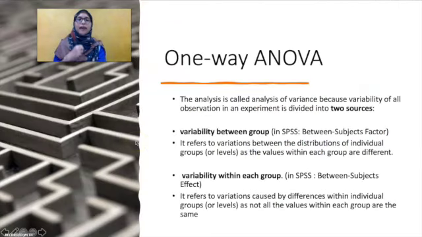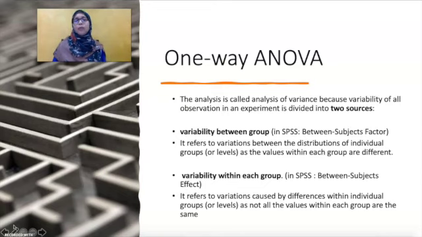So the analysis, one-way ANOVA. The analysis in one-way ANOVA is called analysis of variance because the variability of all observations in an experiment is divided into 2 sources. The first one is the variability between groups. In SPSS it is called between-subject factors, which refers to variations between the distribution of individual groups or levels, as the values within each group are different.